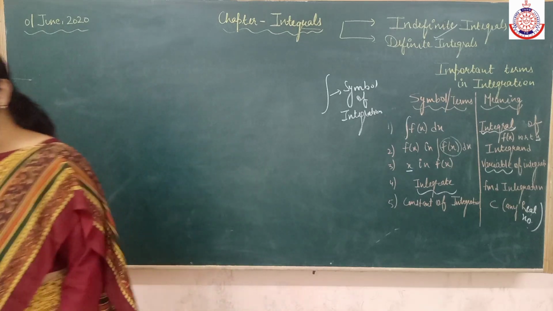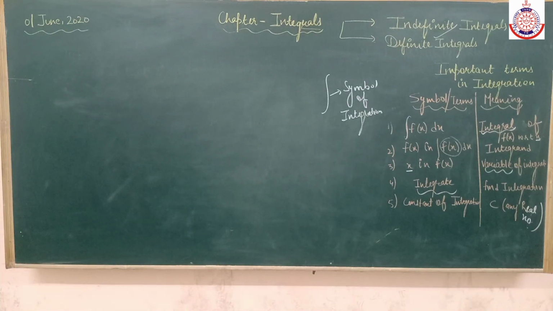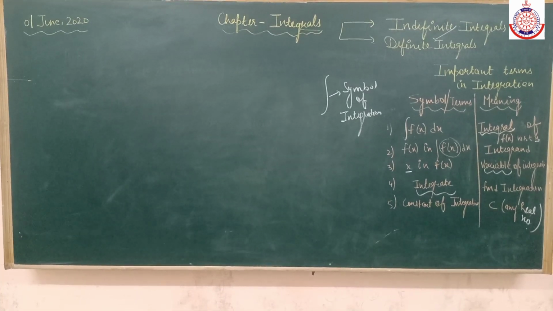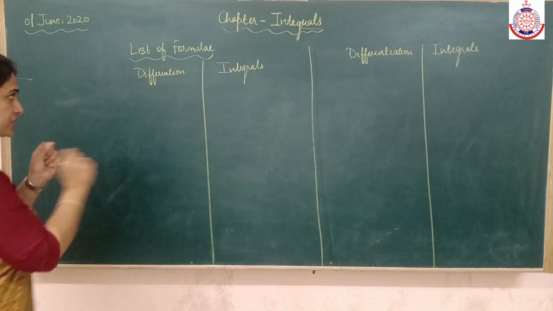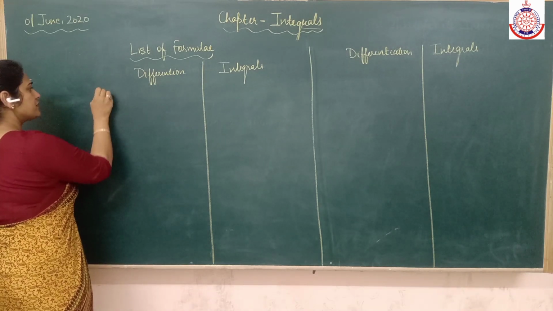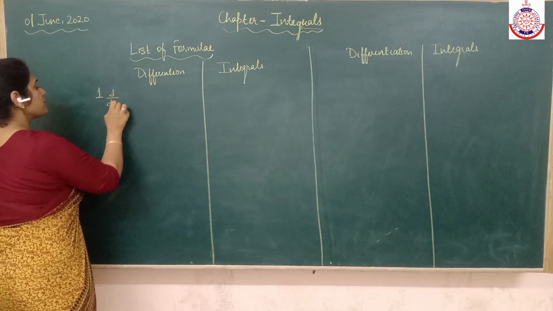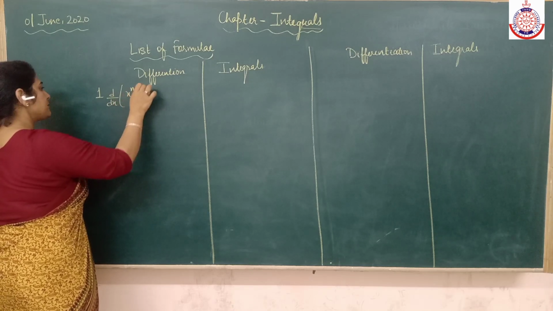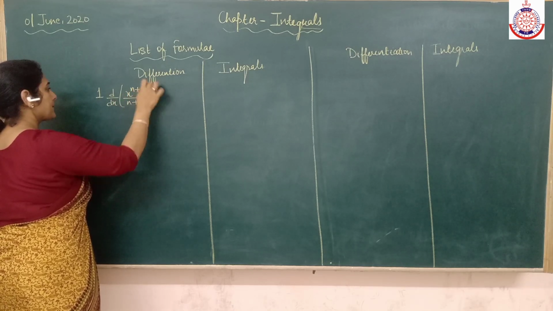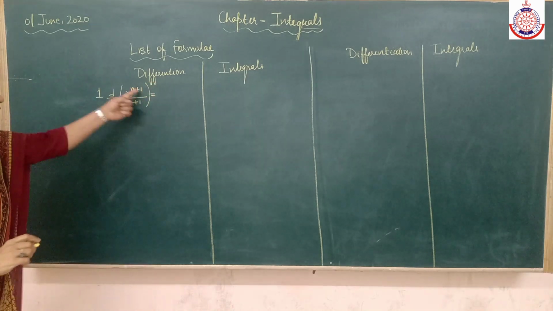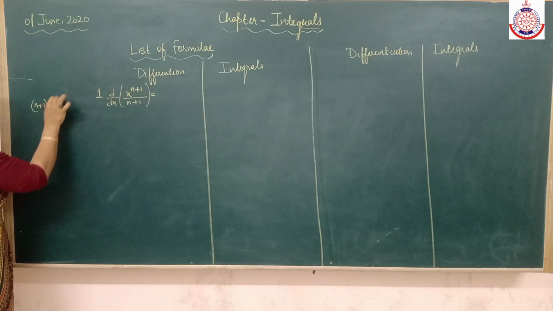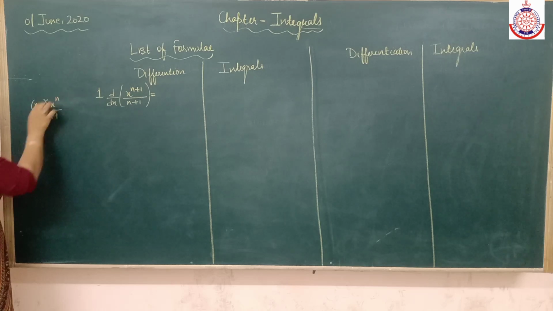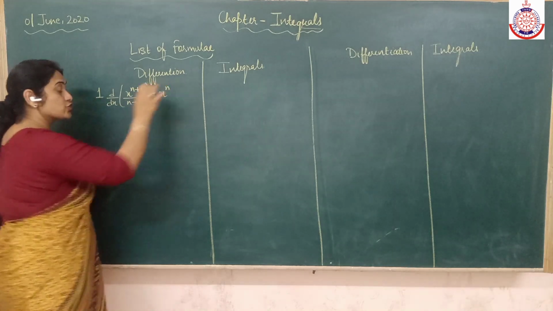Alright. Now we'll write the list of the formulas which we are going to use by connecting it with differentiation. Let's start with the list of the formulae in relation with differentiation. The first, differentiation of x raised to power n plus 1 upon n plus 1. What happens in differentiation? The power comes in front, reduce the power by 1, n plus 1 minus 1 would be n, upon n plus 1, n plus 1 cancel. So differentiation is x raised to power n.